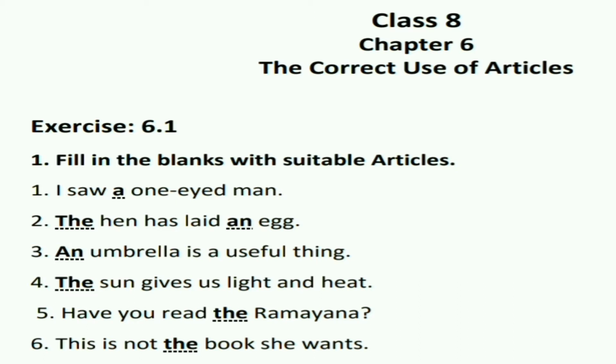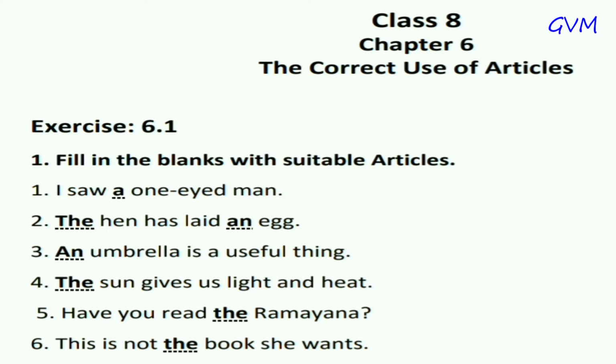Now, here's the exercise. Exercise 6.1. Fill in the blanks with suitable articles. First, I saw dash one-eyed man, and the correct answer is a. We use a because whenever O is sounded as W, we use a consonant article. Second, dash hen has laid dash egg, and the answer is the, because it represents a particular thing, and an before egg because it represents a vowel sound.